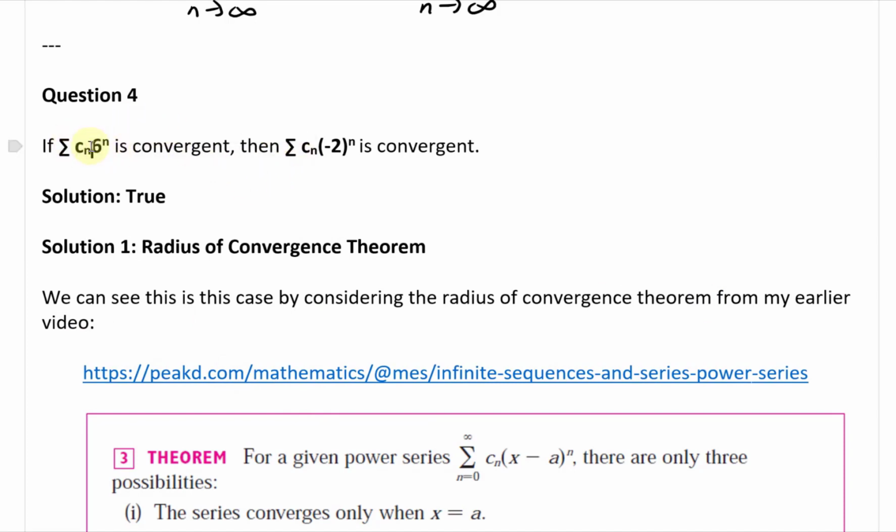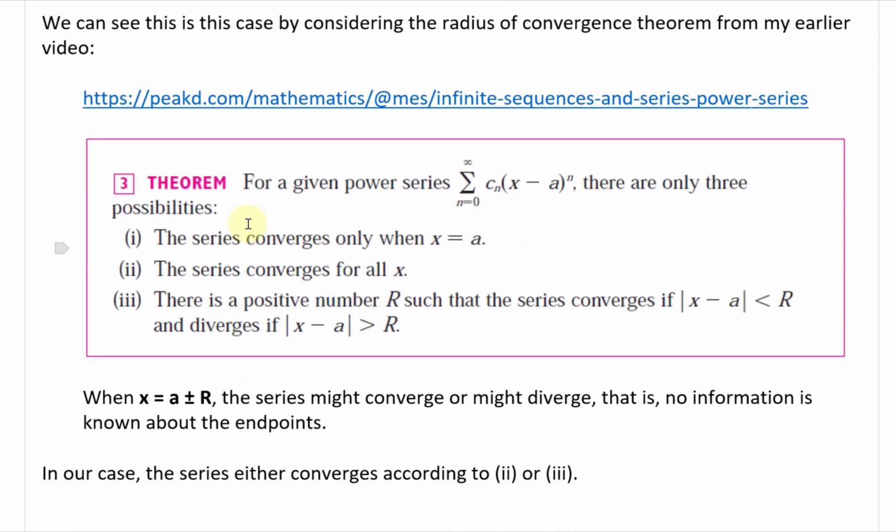See how it's the same form. There's a coefficient Cn, x minus a to the power of n. There's 6 to the power of n and negative 2 to the power of n. Those are both in this form. So let's take a look at this theorem.